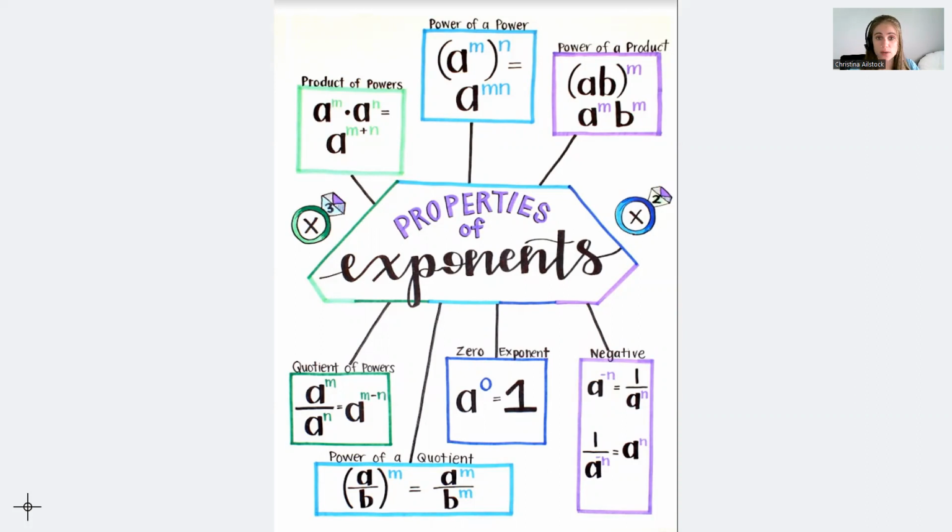If you don't already have a copy of this from either class or from our class notes section, I would pause the video, take a screenshot real quick so you can have this handy when you're working on the IXL assignment. All right, let's get started on IXL.